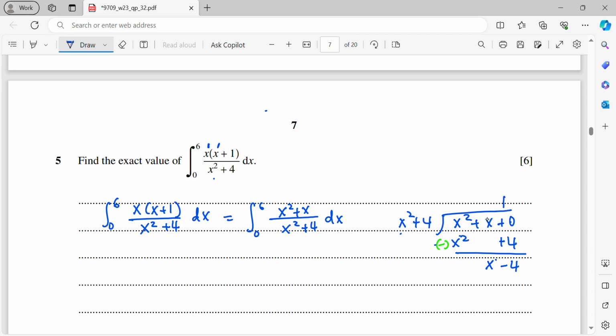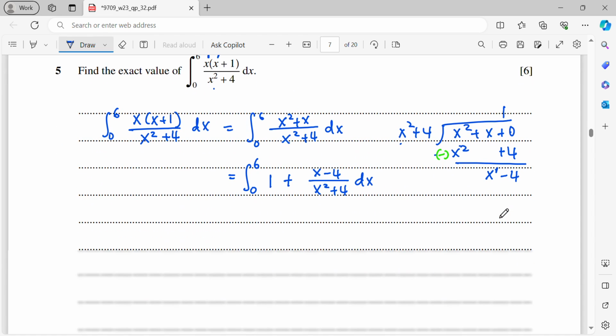Since the remainder degree for the x is 1 now, which is less than the divisor degree, which is 2, we can stop this polynomial division. That means this is going to be the integral from 0 to 6 of 1 plus the remainder x minus 4 over the divisor x squared plus 4 dx.